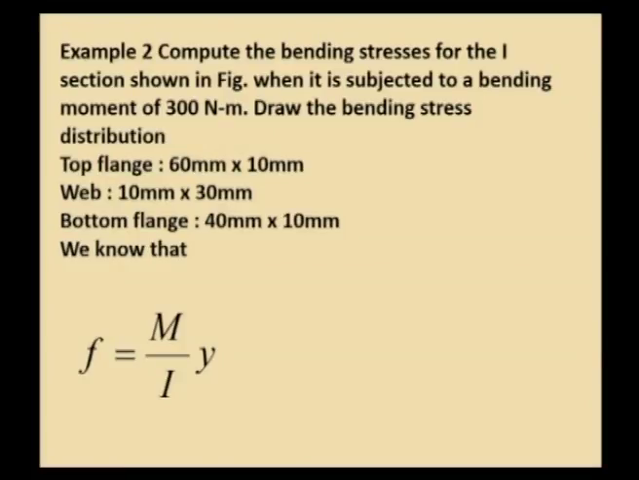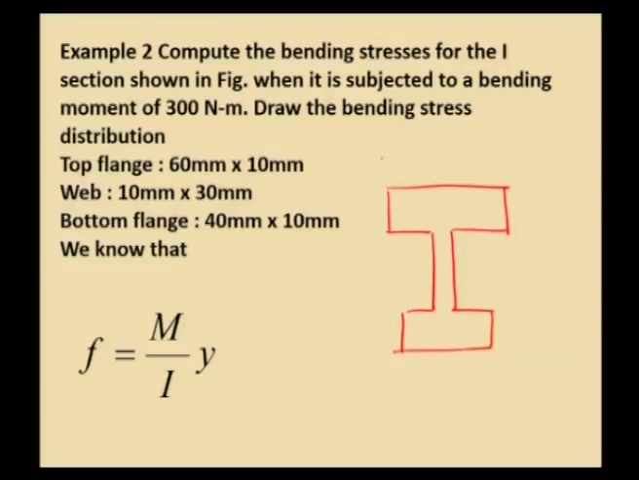So, this is the example: we need to compute the bending stresses for the I section shown in the figure. I will draw the section, and then it is subjected to a bending moment of 300 Newton meter. We need to also plot the bending stress distribution. The top flange is 60 mm by 10 mm. The bottom flange is 40 mm by 10 mm. So, it is an unsymmetrical I section like this.